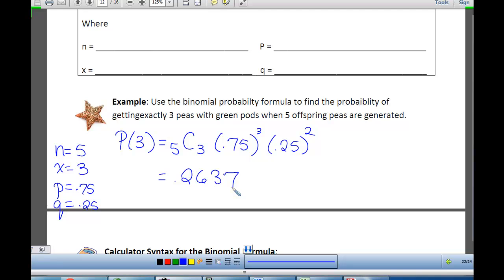Questions about that? Okay. All right. I was about to ask what the answer was. Okay. 0.2637. Righty. That's not so bad, is it? Okay, y'all a little quiet, but it's okay.